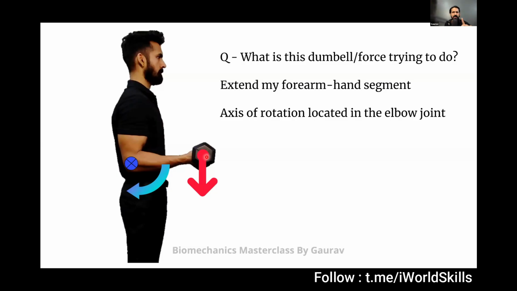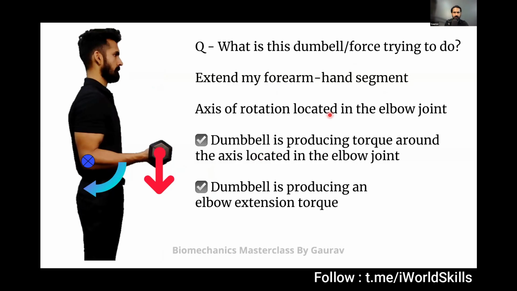It's very important for us to define very specifically what kind of torque is being generated by an external force when we talk about exercises, correct? So this dumbbell is generating an elbow extension torque, correct? The dumbbell is producing torque around the axis located in the elbow joint. And the name that we have given together to this torque is elbow extension torque.